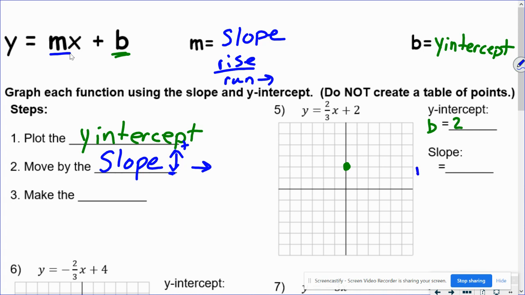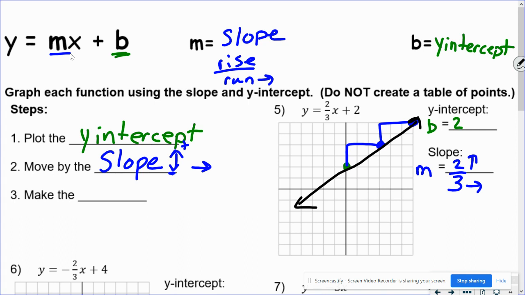So my slope, my m, is 2/3. So I go up 2/3 from the point I just plotted. All right, so go up 2/3, put a dot. Up 2/3, put a dot. And then you can use your rulers to make your line. And that is all you have to do. Add your arrows.